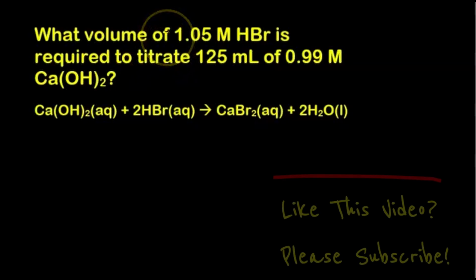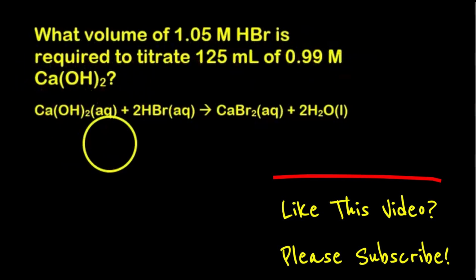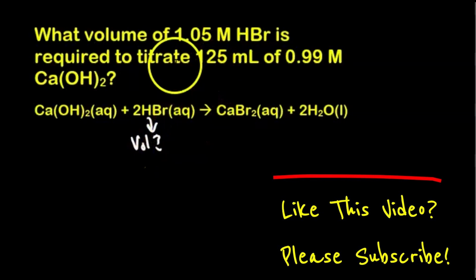Okay, I'll do another solution stoichiometry problem. What volume of 1.0 molar HBr is required to titrate 125 milliliters of 0.99 molar calcium hydroxide, Ca(OH)2? And we have a balanced equation here. Again, this might look like a bunch of numbers and things, but we have a chemical equation. We want information about HBr. So HBr is here. We want the volume. That's our question mark. And we're given information about calcium hydroxide.